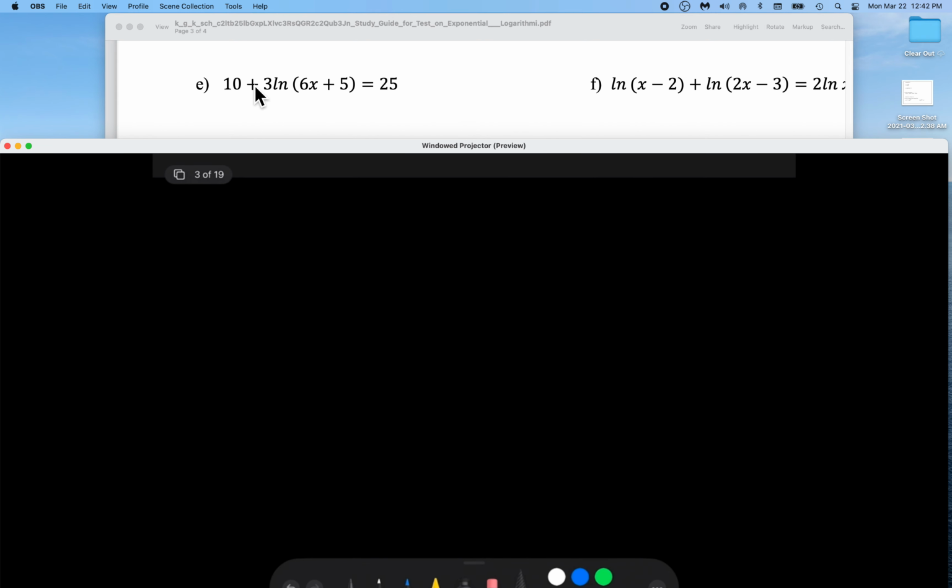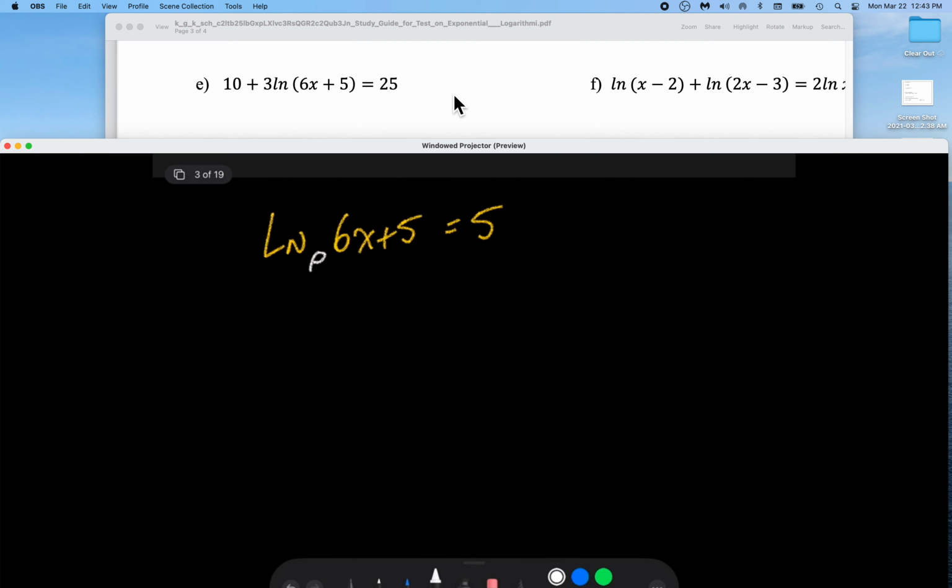Okay, what's going on here? So in this problem, we are simply going to move things around to try to get ln by itself and go from there. So first thing I'm going to do is subtract 10 from both sides, and I'm going to get 15 over here, and then divide by 3. That's going to give me 5. So when all the smoke clears, I'm going to have ln of 6x plus 5 equals 5.